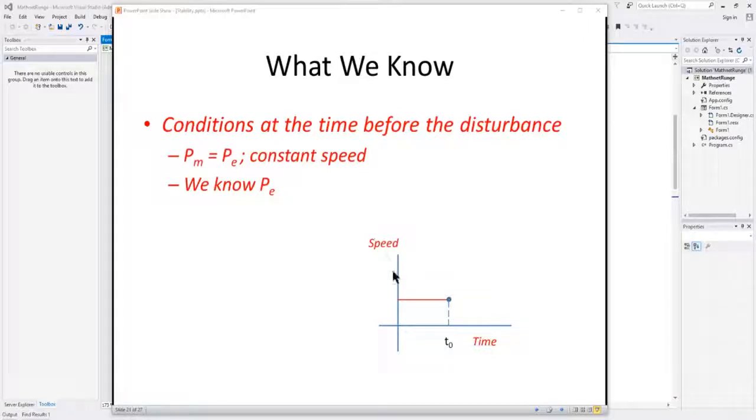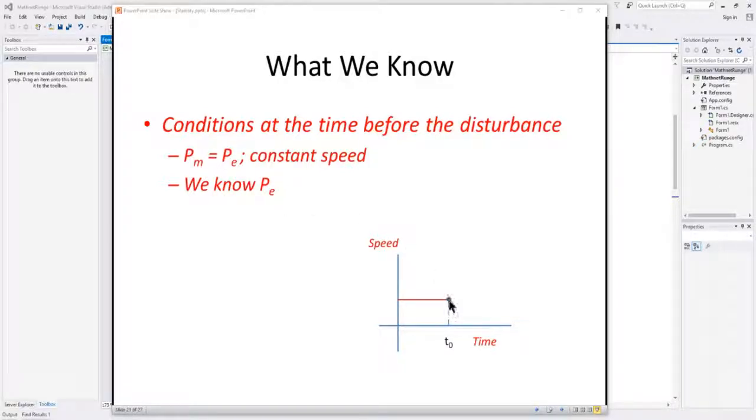So as we start into this evaluation, what do we know? Well, we also know the conditions at the time before the disturbance. We said we're at a constant speed up until the point at which we're going to apply a disturbance. So since it's a constant speed, we know the mechanical power input equals the electrical power output up until this point. We also know the amount of the electrical power output.